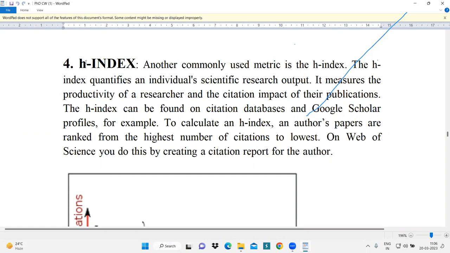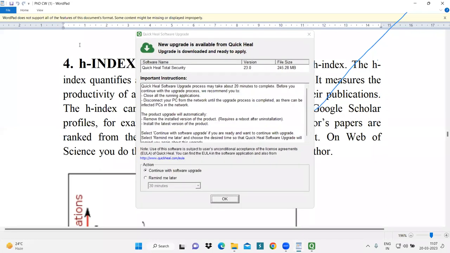It is given as small h, but just to memorize, for your output in an exam or any interview, remember the capital H, the number of articles published and the number of citations received. When they come equal in a graph, that is forming the capital H, that is the H index.